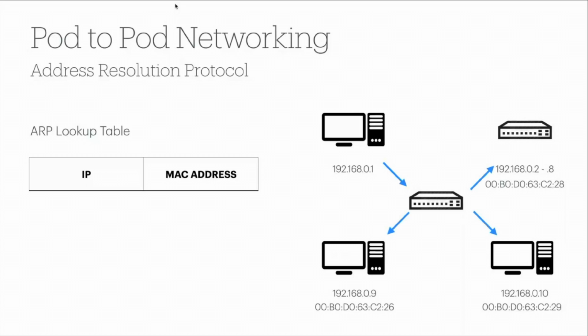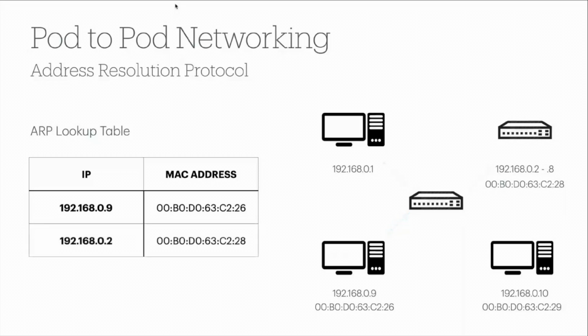And then port on the 09 would answer back saying that this is my IP, right? The moment that happens, a lookup entry is added in the ARP lookup table that maps 0.9 to the MAC address of 26. And that is how routing on layer 2 works, right? Similarly, the bridge will perform similar functions and identify that 0.2 is in the 28 MAC address and 0.10 is the 29 MAC address, right?